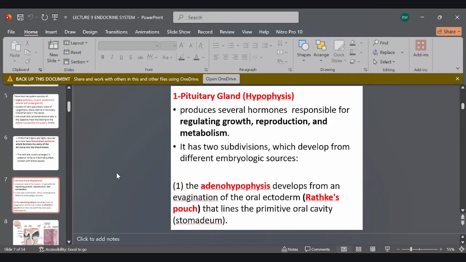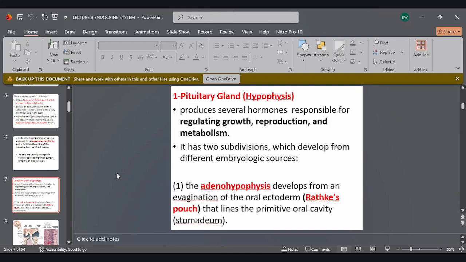Now, let's start by looking at the pituitary gland, what you call the hypophysis. The pituitary gland produces hormones which are responsible for regulating growth, so that you cannot be too short and you cannot be too tall. It regulates your growth, then your reproduction and also metabolism. So these are some of the functions of the hormones produced by the pituitary gland.